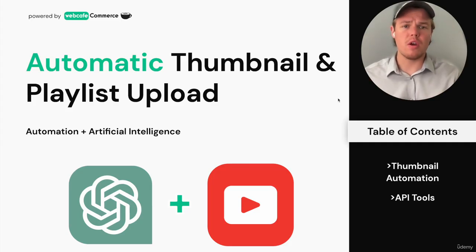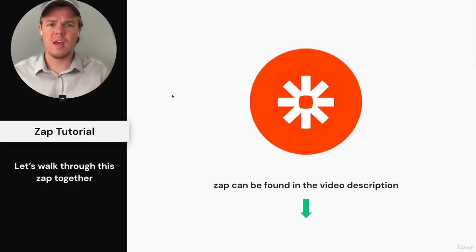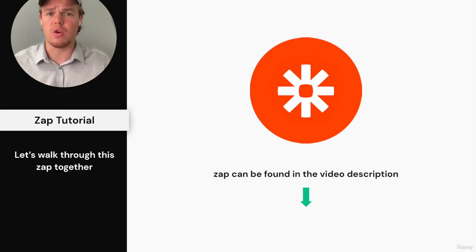Okay, so now that we know how to make the content, let's learn how to automatically upload it, have a thumbnail associated with it, and even go as far as put it to a playlist. As always, the Zap in this tutorial can be found in the description below, so if you want to add it to your own profile, you can go ahead and do it then.